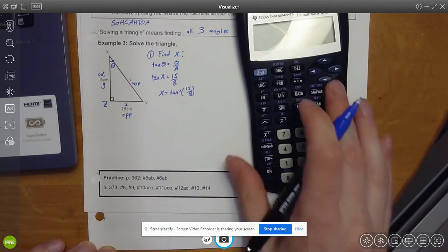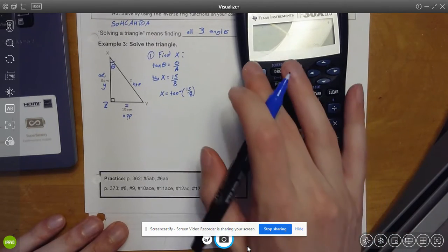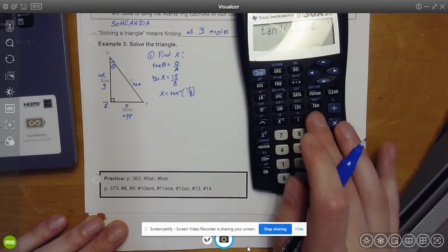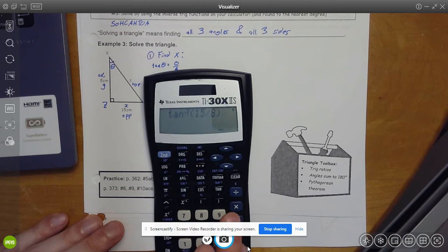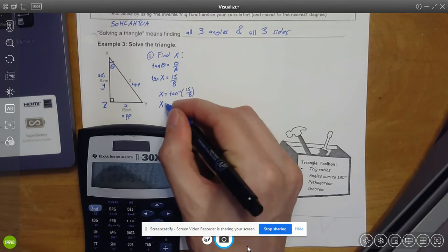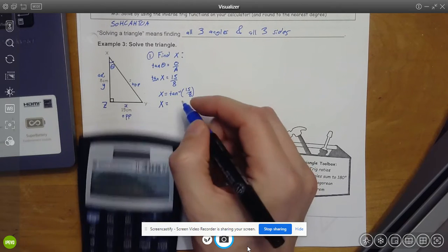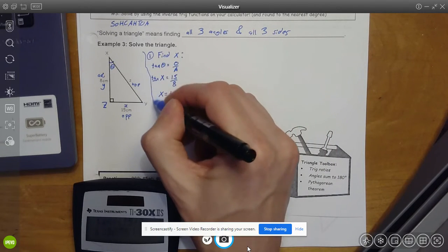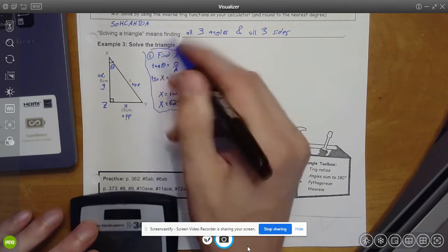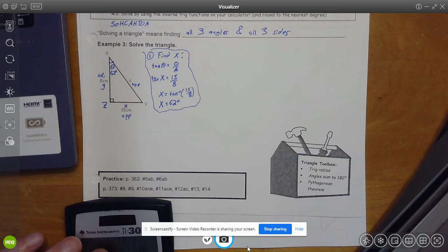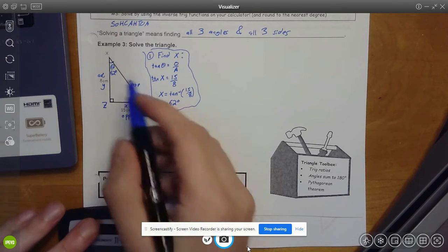So I'm looking up this ratio in my calculator to figure out which angle it corresponds to. So I've got inverse tan of 15 over 8. And then, as always, we're going to round angles to the nearest degree. So 61.9 would round up to 62 degrees. So I found one piece of information. I might as well add that to my diagram. I now know angle X.